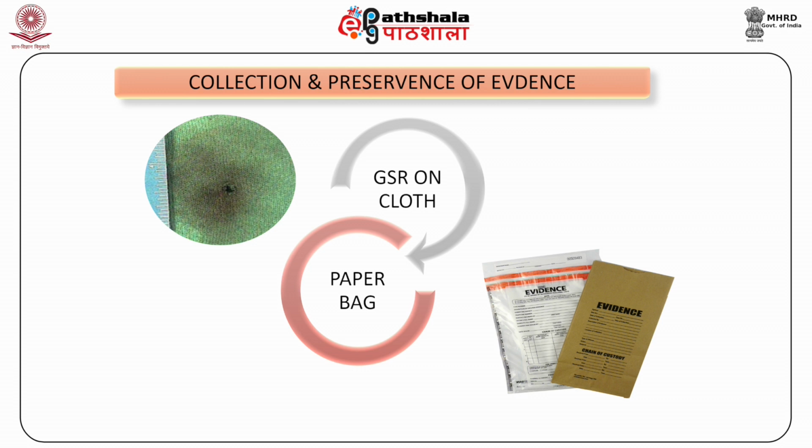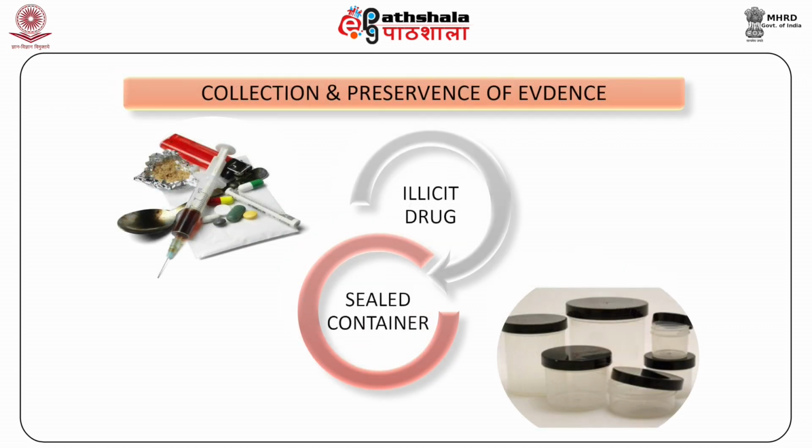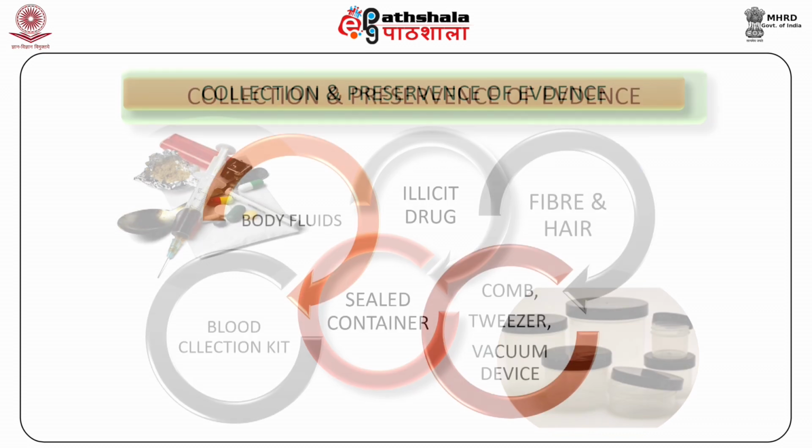Some examples for collection and preservation of evidence. If there is gunshot residue on the clothing of the victim, then it is collected in a sealed paper bag to avoid contamination due to the presence of other materials. If illicit drugs are there, then they are collected and each of the drugs is sealed in a separate sterile container. The beddings, clothing, towel, etc. are taken and packed separately.